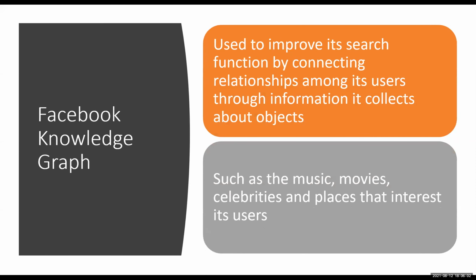Facebook also uses a knowledge graph to improve its search function by connecting relationships among its users through information it collects about objects such as the music, movie, celebrity, and places that interest its users.